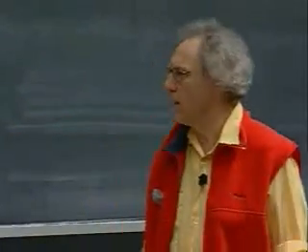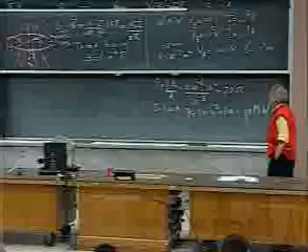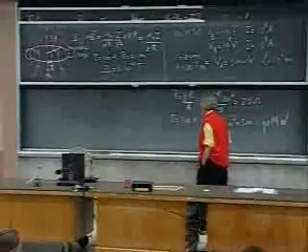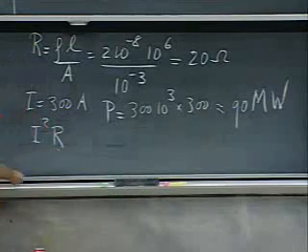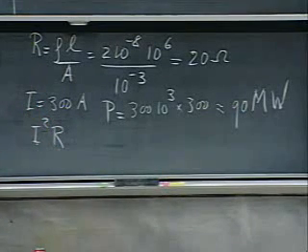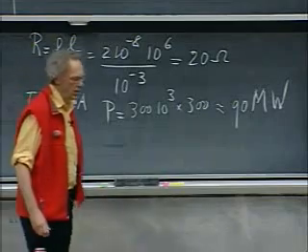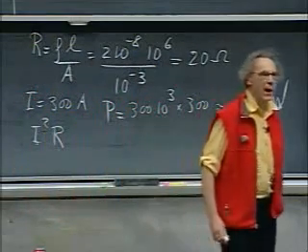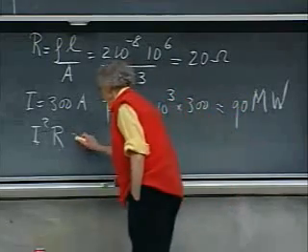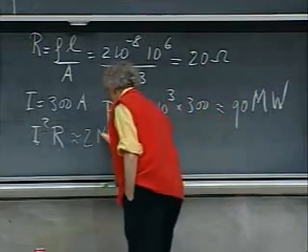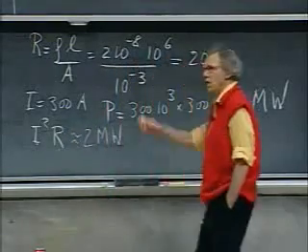So you can calculate now what the loss is. The loss is I squared R. You know R is 20 ohms. You know I, 300 amperes. And so you'll find now that you have about 2 megawatt loss. That's not bad. 2 out of 90. So you have about 2% energy loss in transportation.